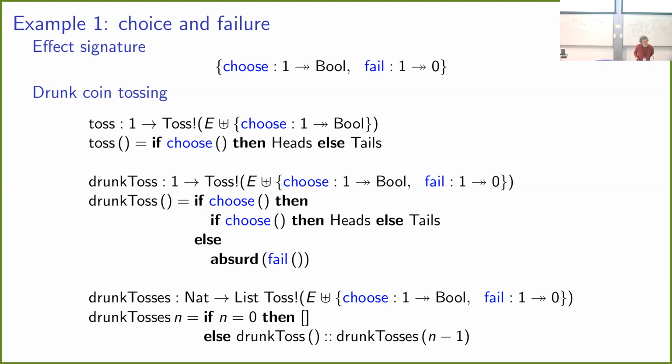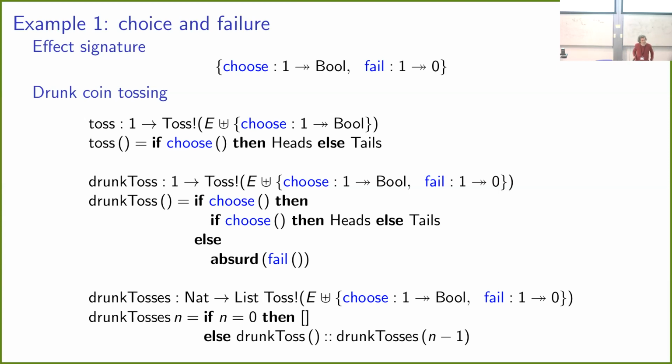Is that like an exclamation mark, some sort of product? No, it's not a product, it is just syntax. There are two components to a computation type, and I'll get back to this in a minute: the value type and the effects that happen. Here I'm just saying that toss performs choose, and it may perform some other effects as well. Drunk toss may perform choose, and it may perform fail, and it may perform some other things. An effect type is an upper bound on the things that may happen.